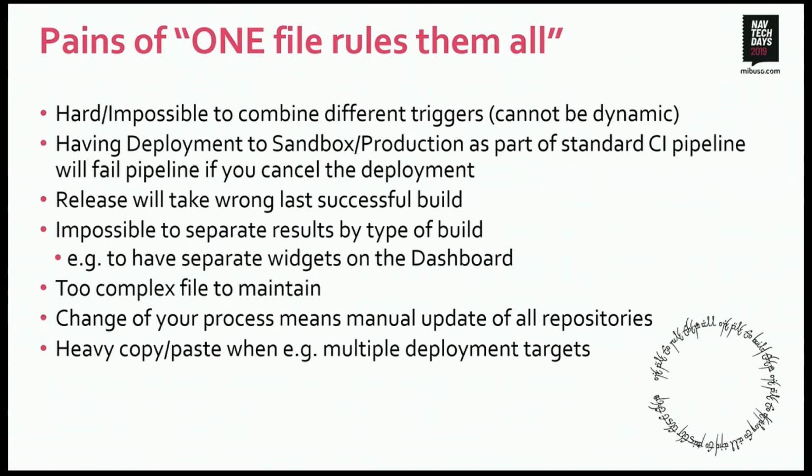Having the deployment to sandbox and production as a part of the CI pipeline is a problem. As I told you, if you cancel the deployment, it will cancel the whole pipeline. Release will sometimes take the wrong result, because if you take the pipeline which was named release and run it manually, it will take the last successful build of the second pipeline. But the second pipeline is even doing the pull requests, for example, or builds of other branches. Okay, there is a filter for the master branch only, but it may sometimes take the wrong build, the wrong result. It's impossible to separate the results to have them, for example, on some dashboard to see if releases are okay and standard builds are not okay and so on, because there is no difference to make that.